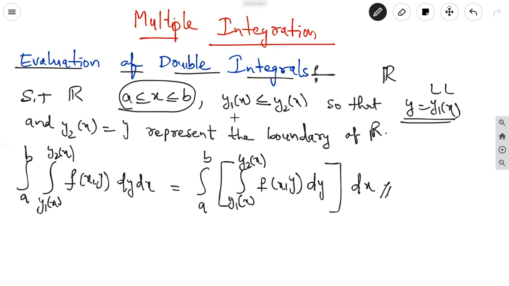First, we observe that the limits are expressed in x, so first we are integrating with respect to y. The integral limits are in the x variable, and we are integrating with respect to the y variable. Then in the place of y, substitute the upper and lower limits. After that, integrate with respect to x. Then substitute the real values of x. Then the value we get is the integral value.